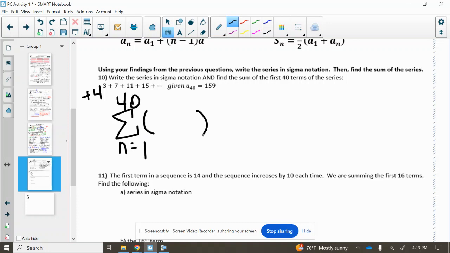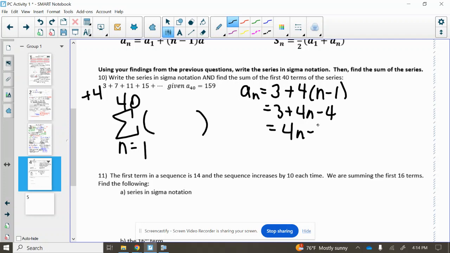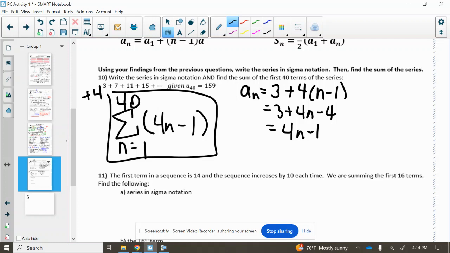Now, the thing is, we need the rule for those first 40 terms as well to complete the sigma notation. So that's where our pal, the explicit formula, comes in, because we can take that first term and that common difference of 4 and then keep n minus 1. It's going to allow us to find our rule, which, when we combine like terms, is 4n minus 1.